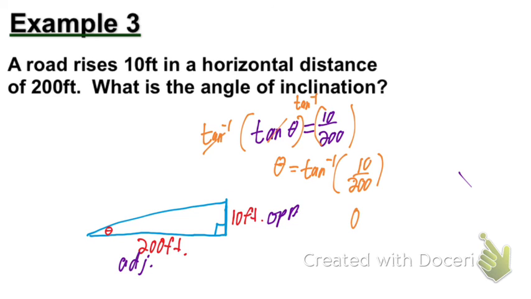So theta is approximately what? Let's go to the nearest tenth of a degree. 2.9. I would agree. 2.9 degrees. That feels so wrong. 2.9 would be the angle of inclination.